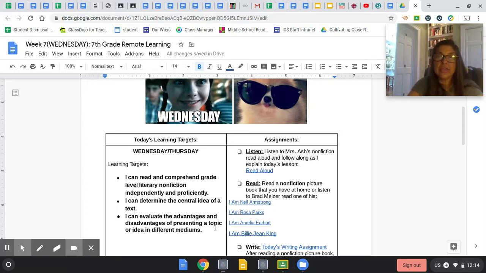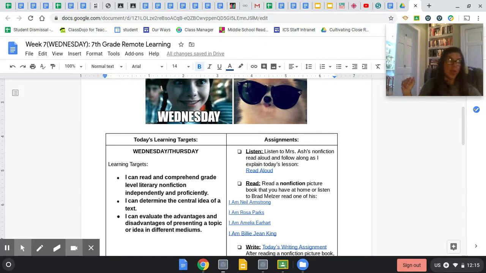Today, we're going to add a third learning target onto what we're already working on. And that is I can evaluate the advantages and disadvantages of presenting a topic or idea in different mediums. So authors of nonfiction have a lot of choices for how they can present the information that they want to share with their audience. So we are going to take a look at a wide variety of mediums. Today we're going to take a look at picture books. We'll also be looking at short documentaries, infographics, podcasts, and interactive articles.